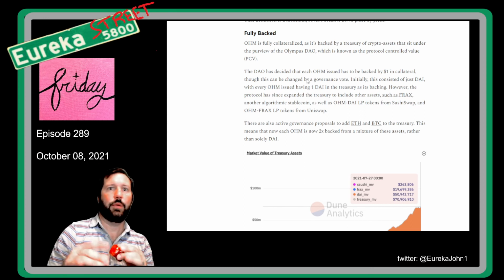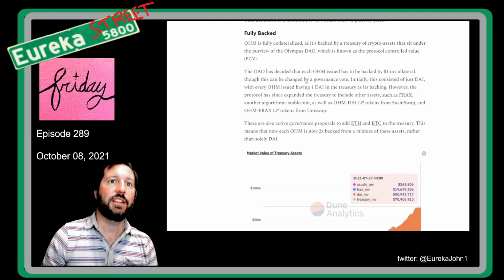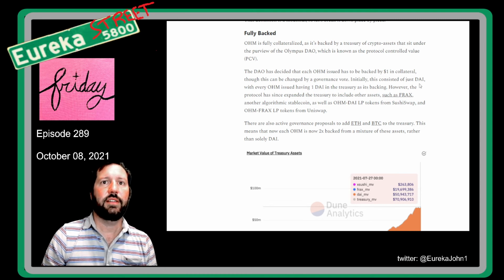Okay, so it is kind of weirdly pegged to the dollar, I guess, though this can be changed by a governance vote. Initially, this consisted of just one DAI, with every OHM issued having one DAI in the treasury as its backing.